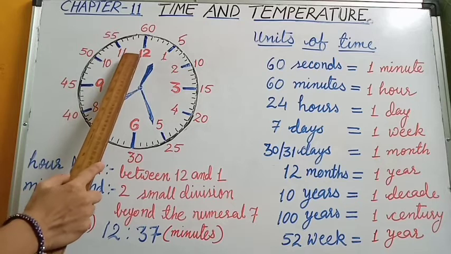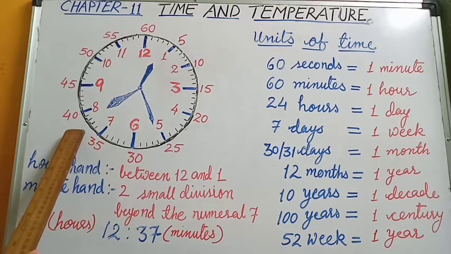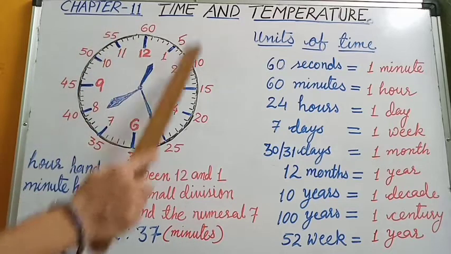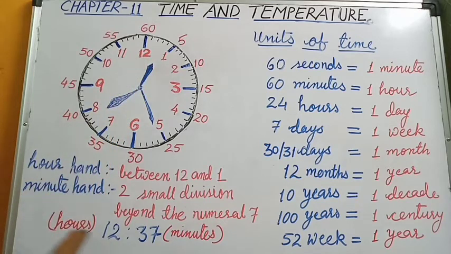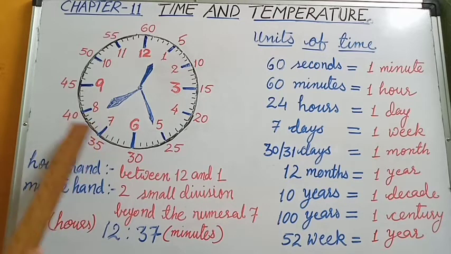So the hour hand is between 12 and 1, that means it will represent 12 hour, and the minute hand is two small divisions beyond the numeral 7, that means it will represent 37 minutes. Whenever we represent time, the left hand side 2 digits show hours and the right hand side 2 digits show minutes. So we can read 12:37.